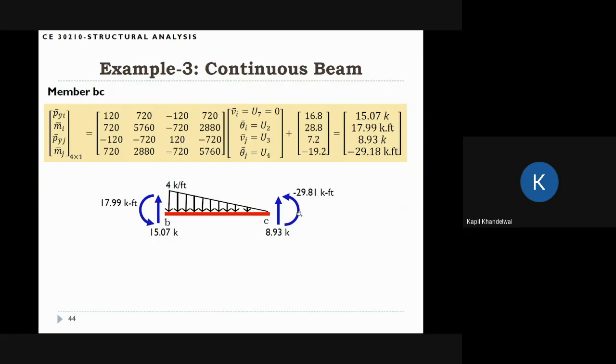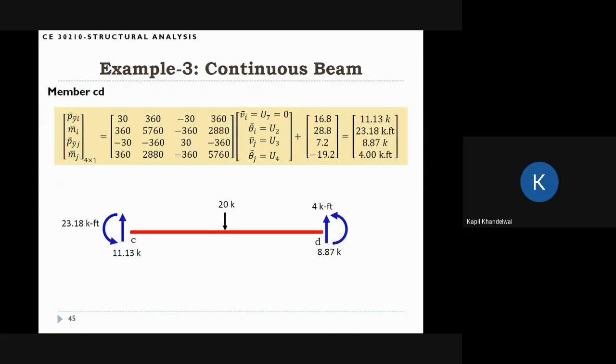At least I'm just showing you a quick equilibrium of vertical forces. You can also use your statics, the equilibrium of moments, and it will be under equilibrium. So this is the equilibrium for member BC with the member forces here. And finally, this is the member force in member CD.